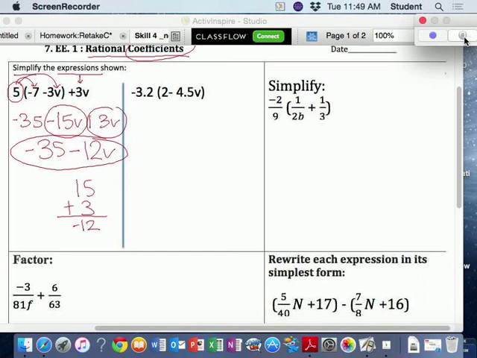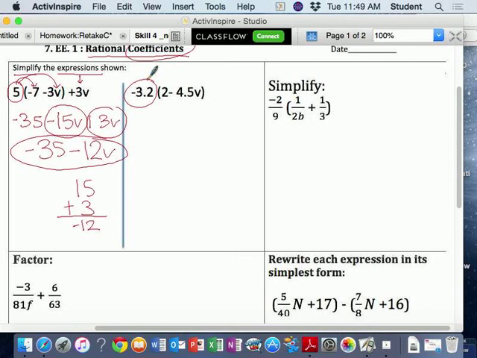So let's look at number 2. We've got negative 3 and 2/10, parentheses 2, minus 4 and 5/10 v. So again, I'm going to circle my number that's outside of my parentheses because that's what I need to distribute within the parentheses. So I've got negative 3 and 2/10 multiplied times 2. So 3.2 times 2 is going to be 6.4, but don't forget your negative. A negative times a positive is a negative.